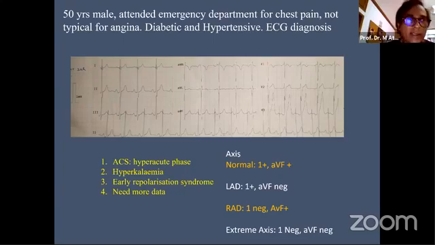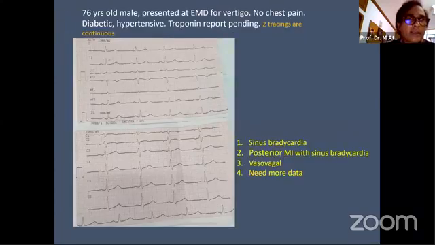Next ECG. This is a 70 years old male presented at the emergency department for vertigo, no chest pain, patient is diabetic, hypertensive, troponin report pending, two tracings are continuous. Questions on screen: sinus bradycardia, posterior MI with sinus bradycardia, vasovagal, or need more data.